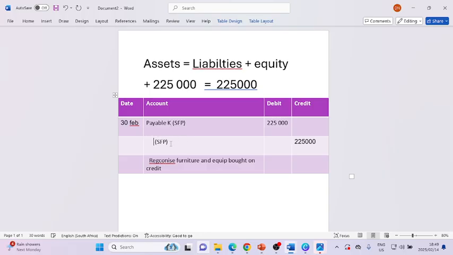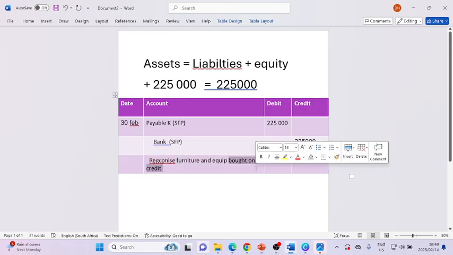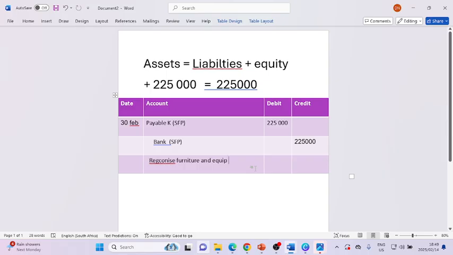Why are we writing bank? It's because we are paying these people off. The money that we owe them, we have paid back, which means it's removing money from our bank account and paying them back. This is how your journals will look.